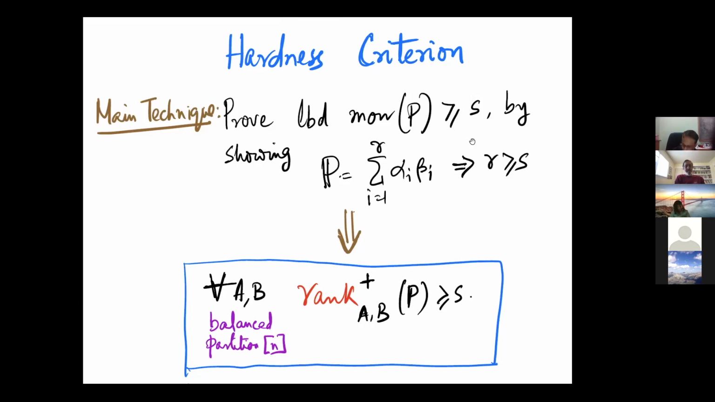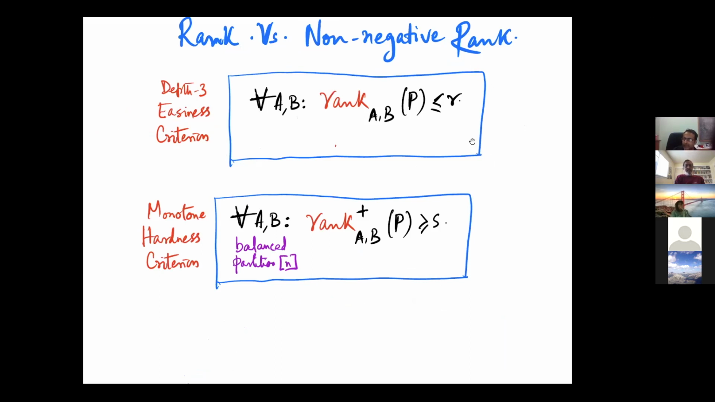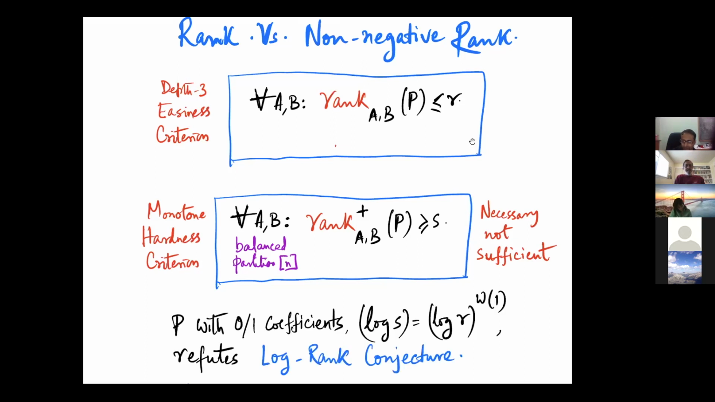So if we put back these two conditions, we saw two rank conditions, one out of the easiness condition and one out of the hardness condition. The easiness condition said that for every partition, the ordinary rank is small, at most R. The hardness condition says, on the other hand, that for every partition, the non-negative rank is large. It's saying something more, but this is a necessary, though not sufficient, condition to prove your lower bound. So you need to come up with a polynomial where these two things are satisfied at the very least to achieve your objective. And this turns out already to hit a barrier in communication complexity, the log rank conjecture. Because if you were able to come up with such a polynomial with 0, 1 coefficients, then you would immediately get a refutation of the log rank conjecture.